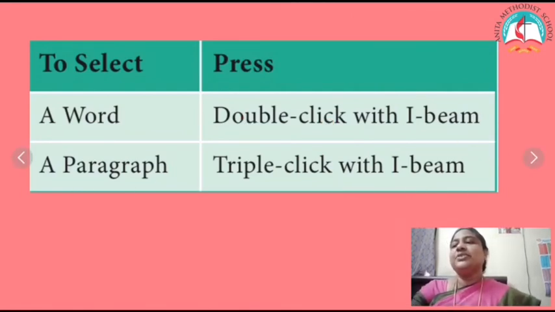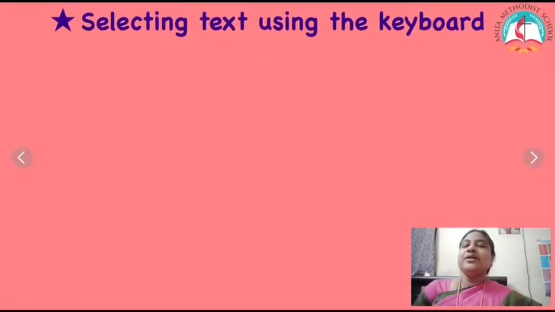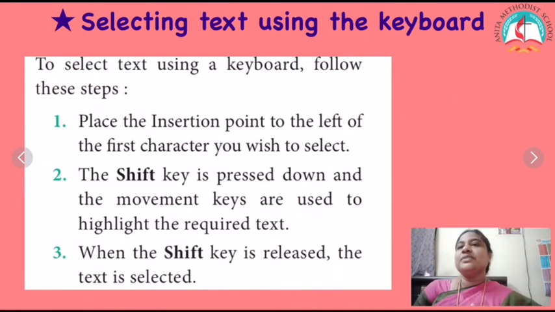Okay, next one, how to select the text using the keyboard. Without using the mouse, how to select using the keyboard? Basically there are 4 arrow keys on our keyboard: the up arrow, down arrow, left arrow, and right arrow. So these are the 4 arrow keys. To select the text using the keyboard, follow these steps. First one, place the insertion point to the left of the first character, same as using the mouse. Then the Shift key is pressed.